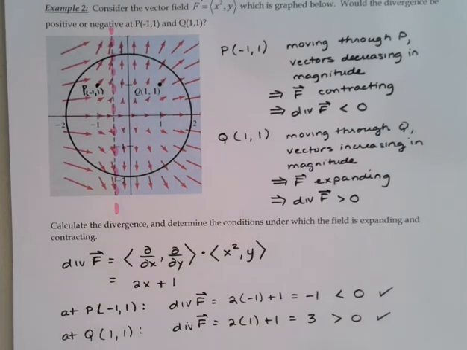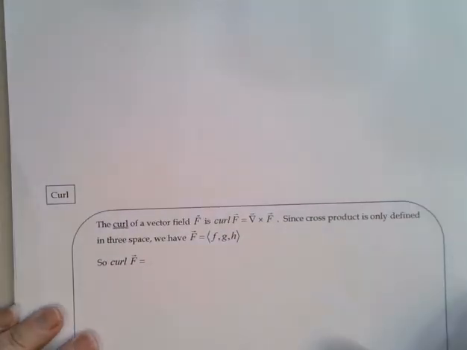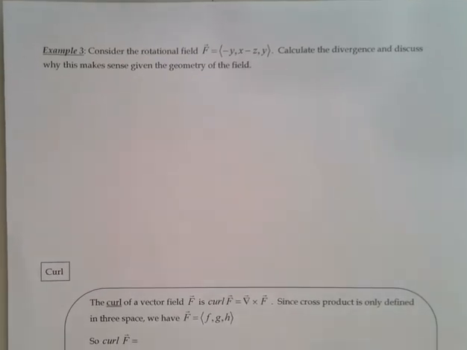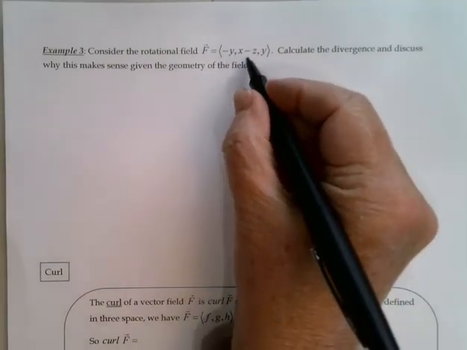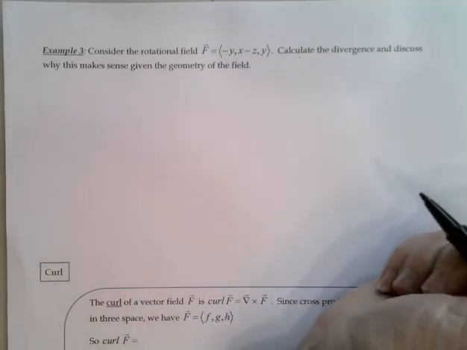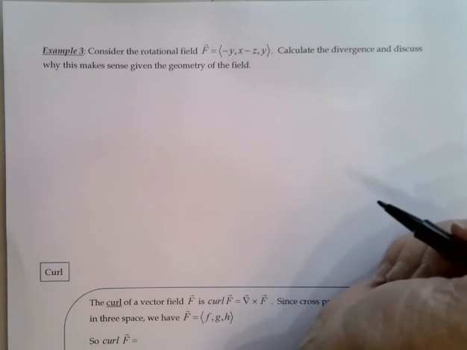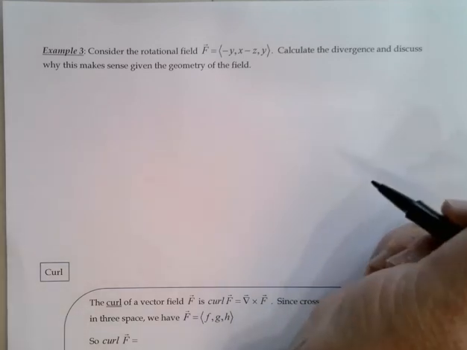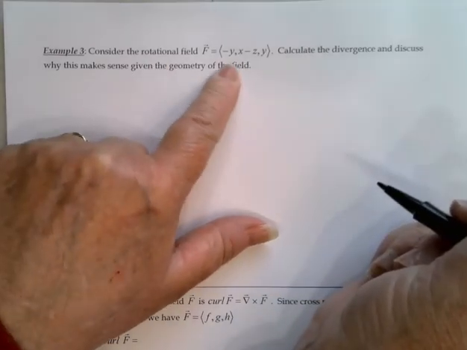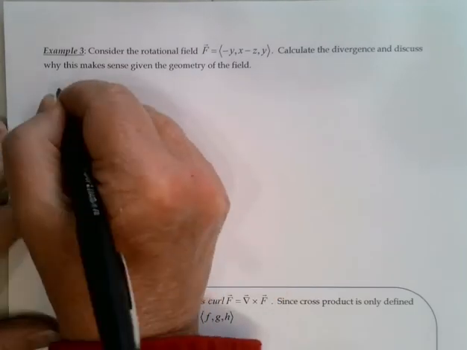All right, I'd like to do one more divergence example before we turn to curl. This time we have a rotational field. F is minus y, x, minus z, y. We want to calculate divergence and discuss why it makes sense, given the geometry of the field. So let's calculate first, and then we'll come back to this idea of the rotational field in 3 dimensions.